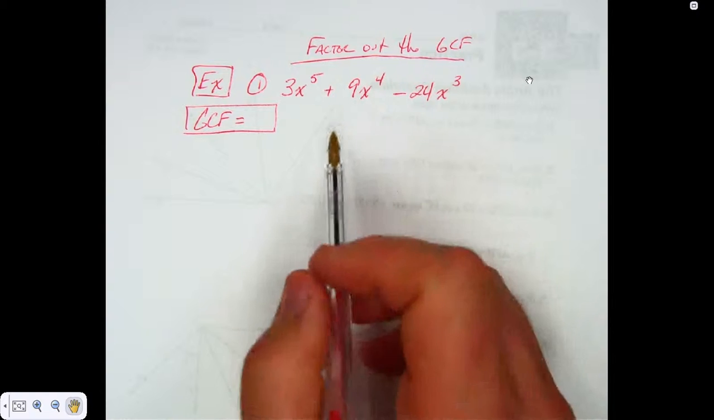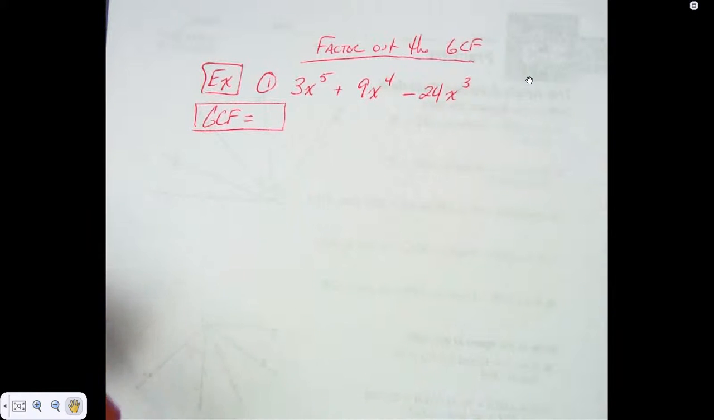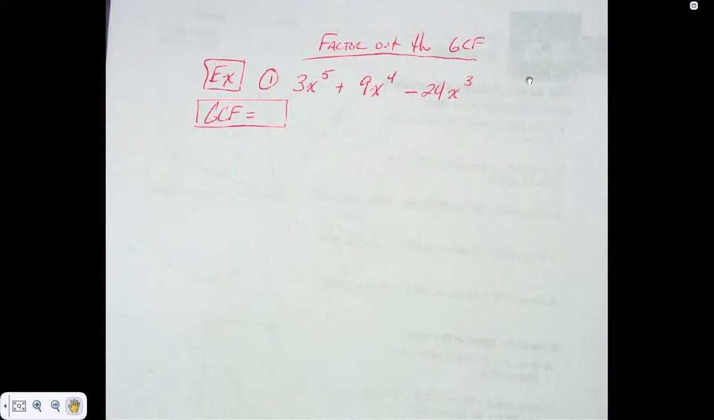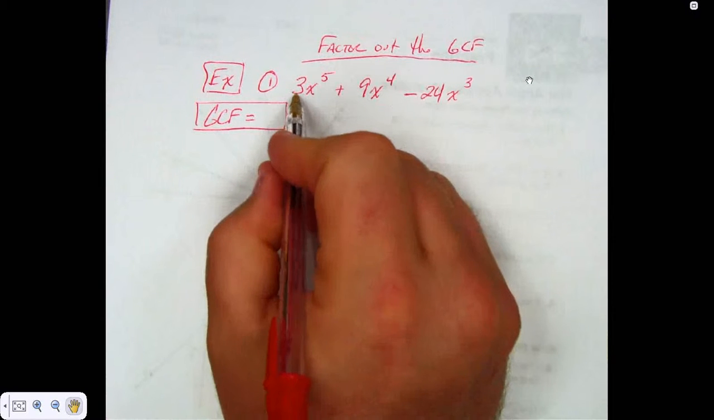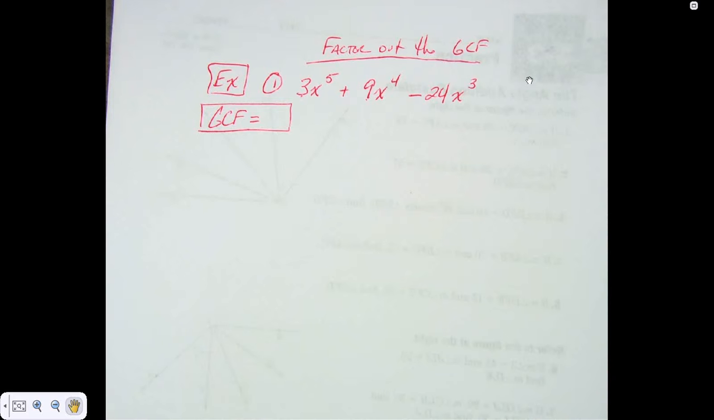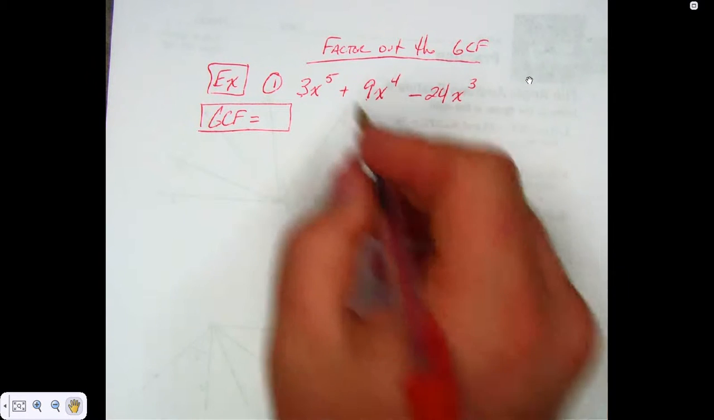First of all, what am I going to deal with? See, now we don't have to write out the steps like I did on that other one, right? We're just going to look at those steps. First thing I do, find the GCF of the what? Numbers in each term. What are my numbers in the term? 3, 9, and 24. What's the GCF?